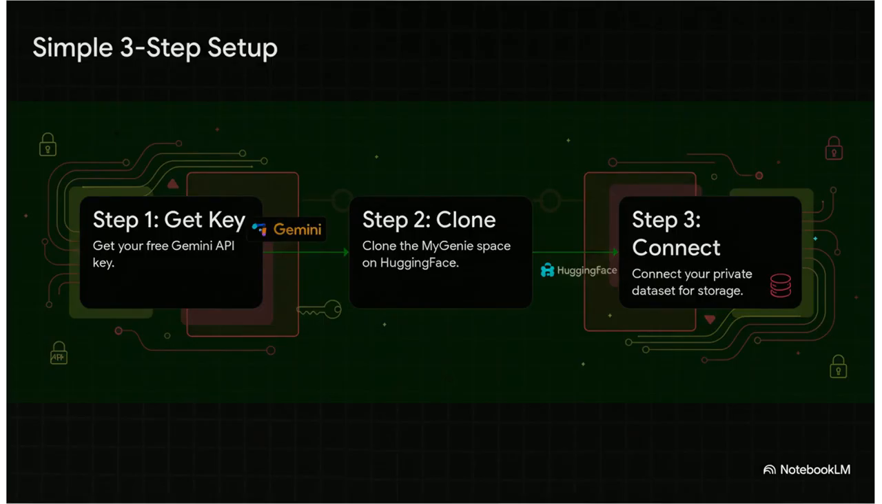First, you grab a free API key from Google's AI Studio. Second, you clone the MyGenie space on Hugging Face. It's just a button click. And third, you connect your private dataset. That's it. It's literally a few clicks. There is absolutely zero coding required. You can be up and running with this in just a few minutes.